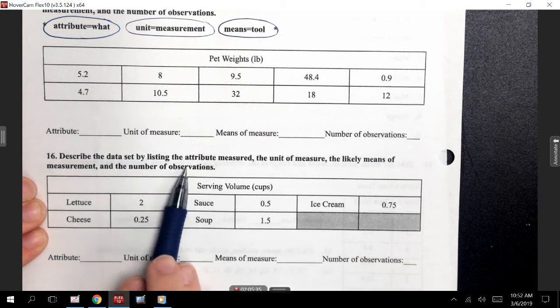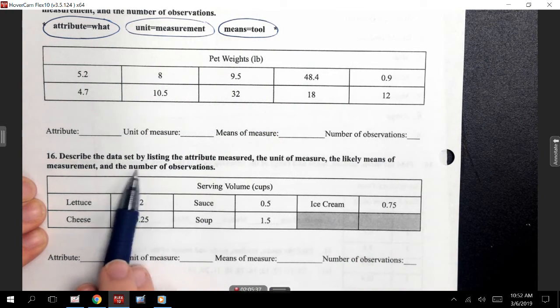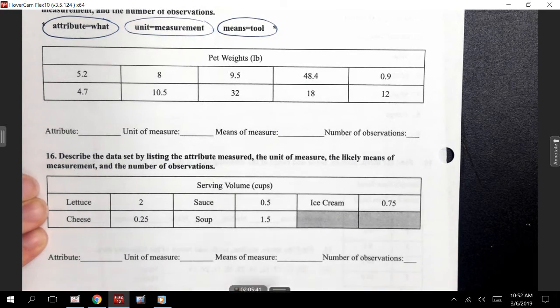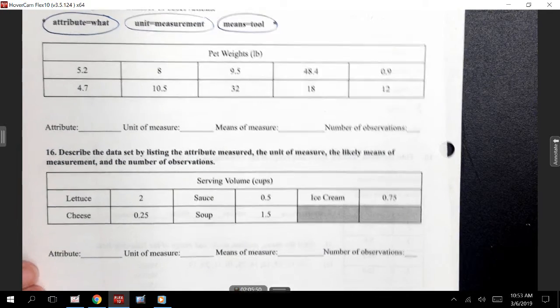And then the last thing is the number of observations. What do you think number of observations means? When I'm talking about this chart, McKenna? How many observations there are? Yeah, how many observations there are. How many numbers are there in this chart, okay? So we're going to look at number 16 real quick.